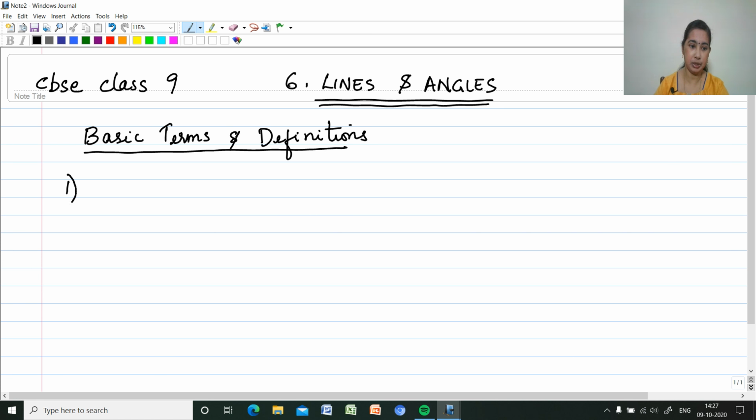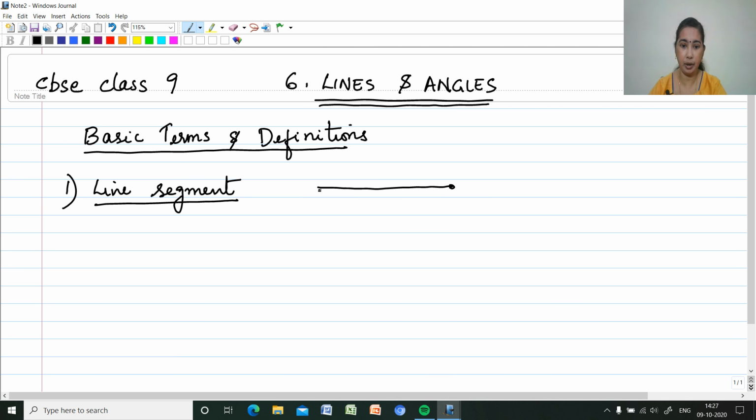First what you have to study is what is a line segment. A line with two endpoints. So this is a line with two endpoints, let it be A and B. This is called a line segment. It will have two endpoints, and it will not be extended to both the sides.